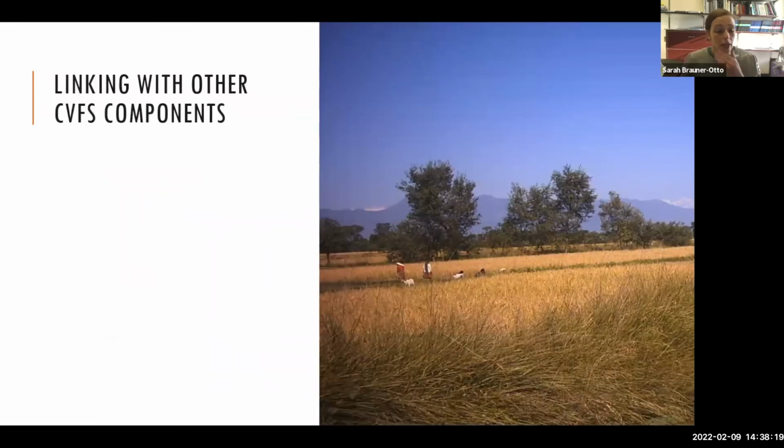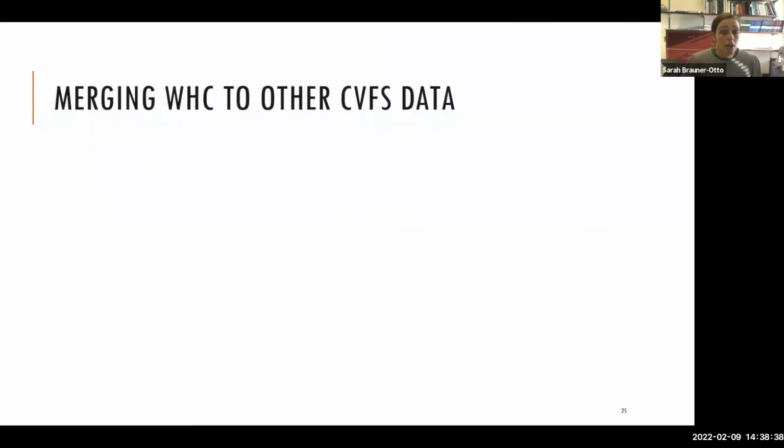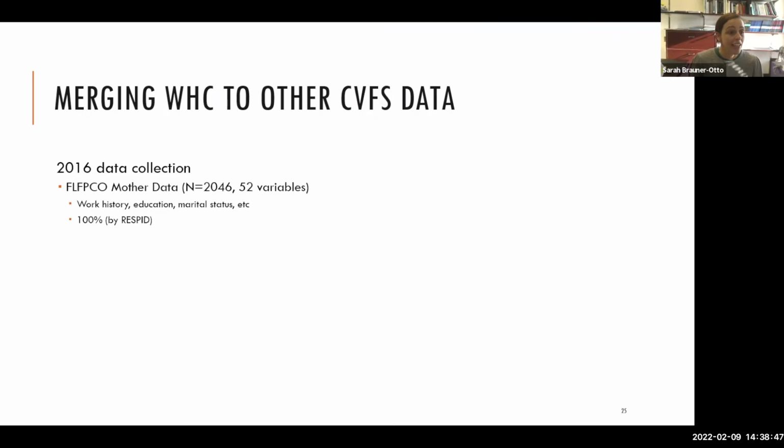Okay, so what about linking the work history calendars to other CVFS components? One of the benefits of using these data is that there's so much there, you can get whatever you want. The easiest ones to merge with are the other data collections that were done at the exact same time as the work history calendars. So this is the female labor force participation and child outcomes mother data, the individual survey that I talked about. This is very easily merged. 100% of women who did the survey did the work history calendar, and it's just by their respondent ID.